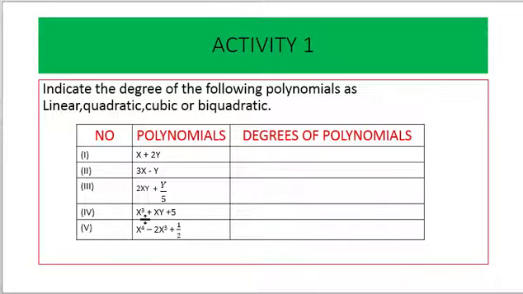Here is x cube plus xy plus 5. So x has power 3. So this is a cubic polynomial. Here x has power 4. So it means this is a biquadratic polynomial. So students, in this way you will do this activity in your copy.